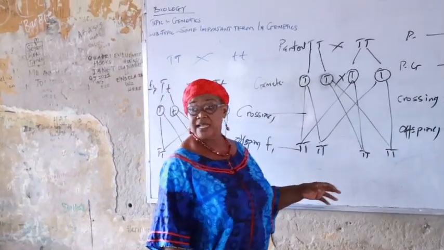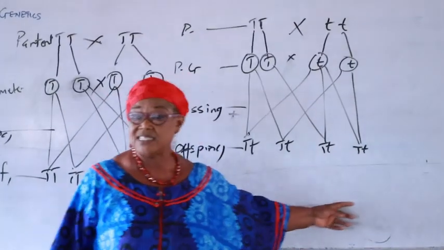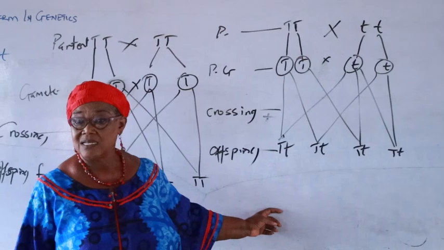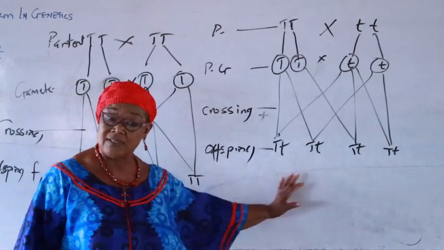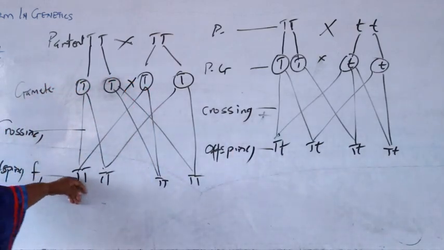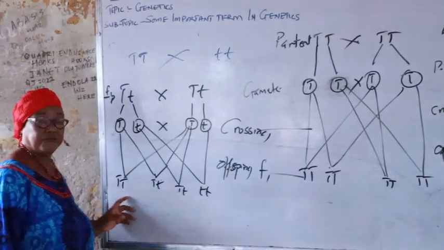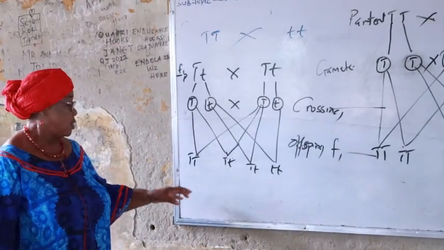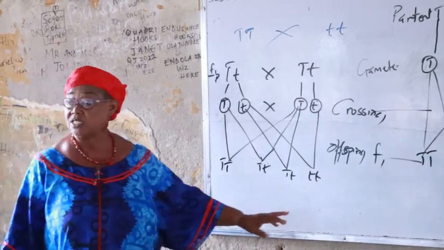Now, looking at this, when we talk about the phenotype and the genotype. With phenotype, we're looking at physical appearance. So all of these are tall; in terms of phenotype, we cannot say very short, we just say all of them are tall. And this one is pure short. In terms of phenotype ratio, how many are tall here? Three. How many are short here? One.